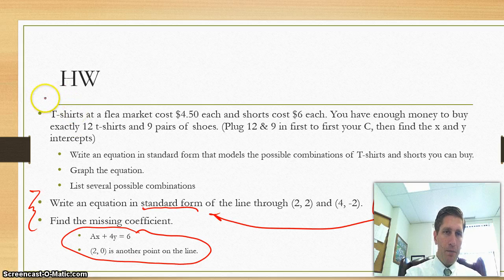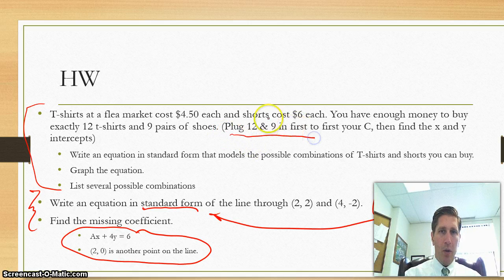Okay, the story problem. T-shirts at a flea market cost $4.50 each, and shorts cost $6 each. You have enough money to buy exactly 12 t-shirts and 9 pairs of pants. So I give you a hint here. First, plug 12 and 9 into the equation.